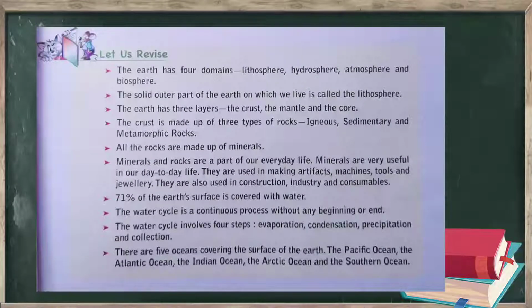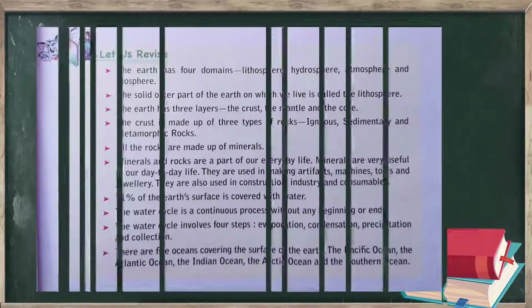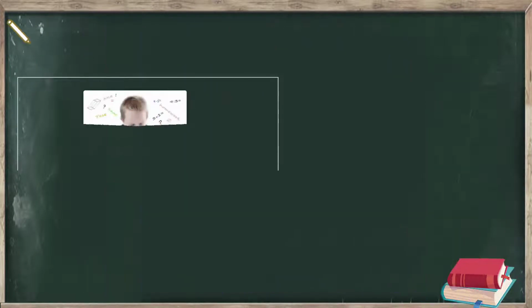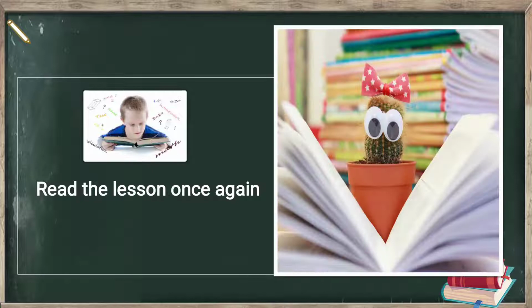Now let us revise. This is just a small summary of the chapter, so please all of you read this. Let us revise and read the chapter once again, so that you can understand the chapter more clearly. Hope you all have understood the lesson. So read the lesson once again and try to understand the main points which are given in the chapter.